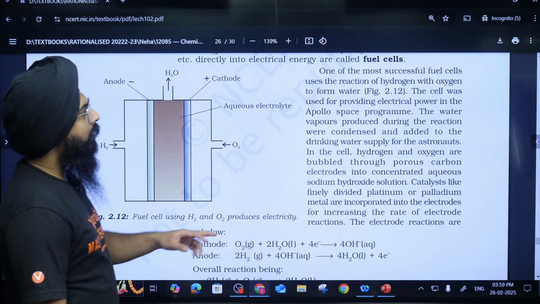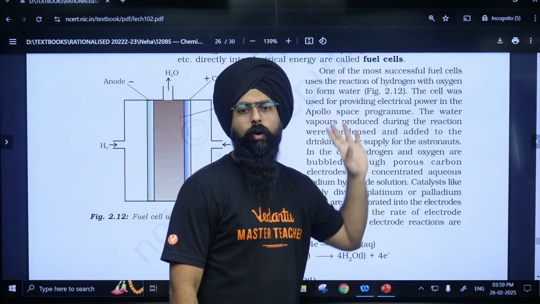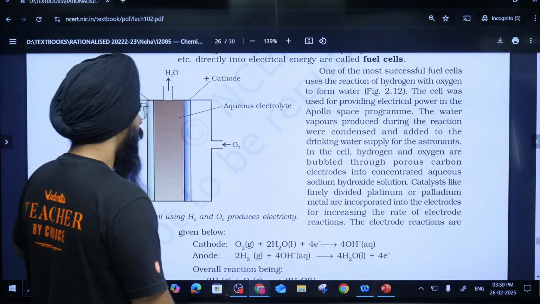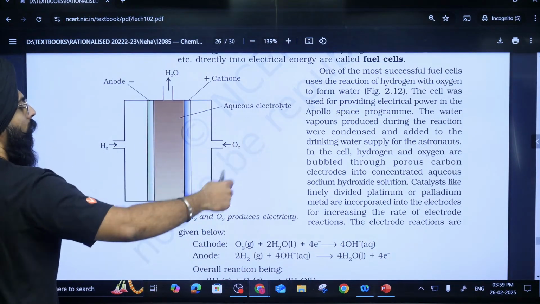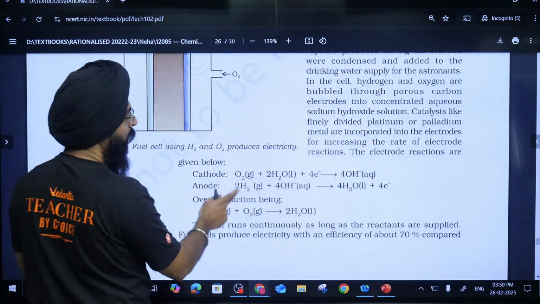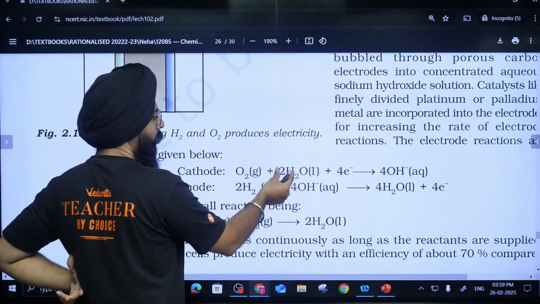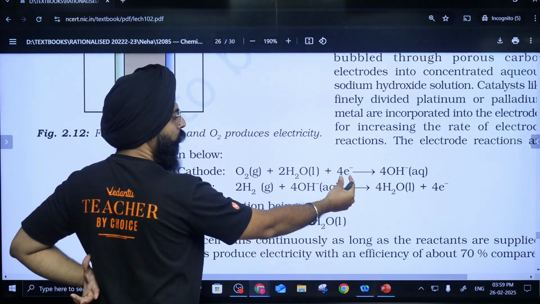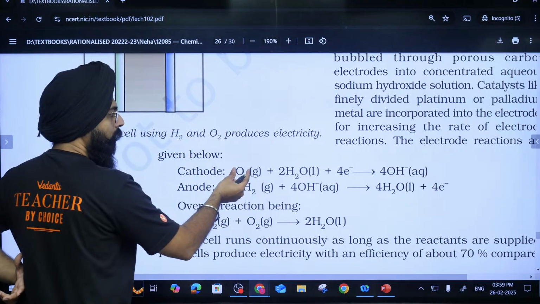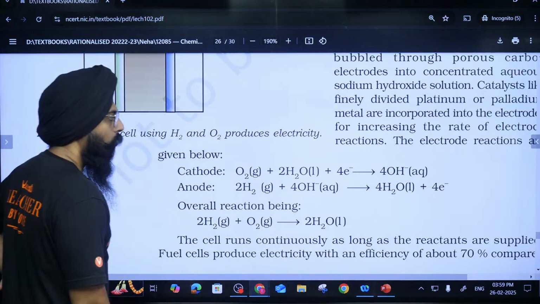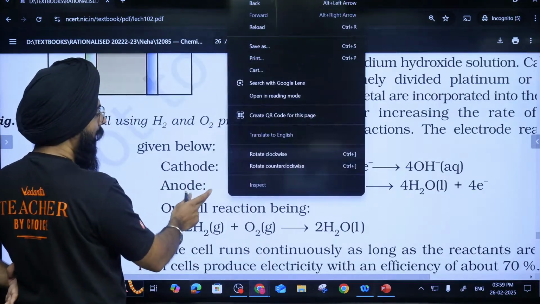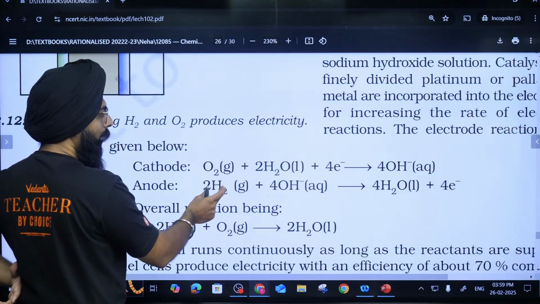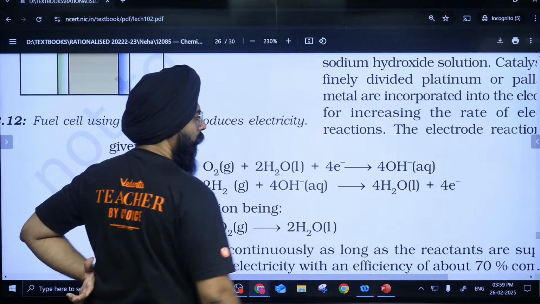So it uses the reaction of hydrogen with oxygen to form water. And that is supposed to be an exothermic reaction, so that generates some energy for you to harness. So at the cathode over here, oxygen combines with water and 4 electrons. Your oxygen basically turns into OH negative, water turns into OH negative, and then on the other side, on the anode where the oxidation is happening, your H2 and OH negative convert to H2O.